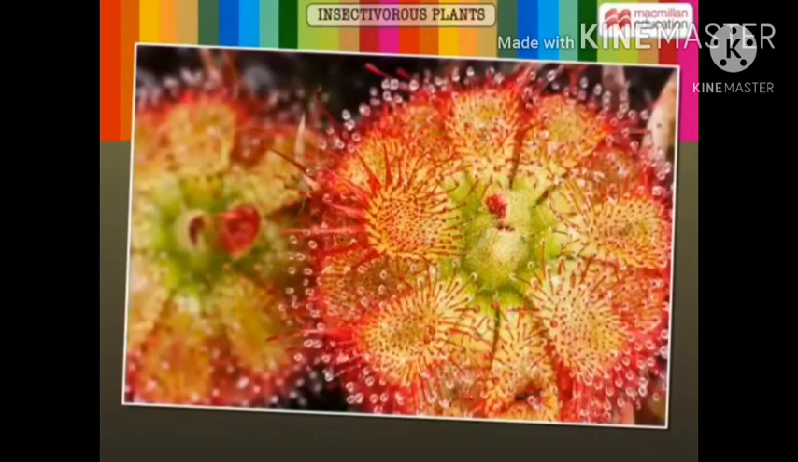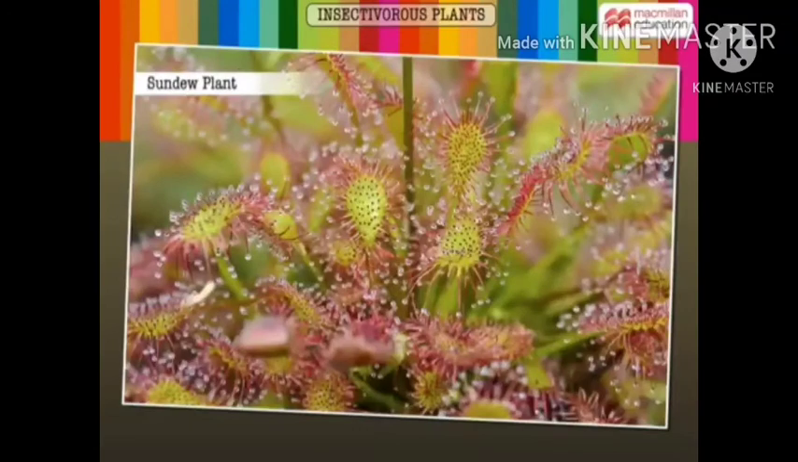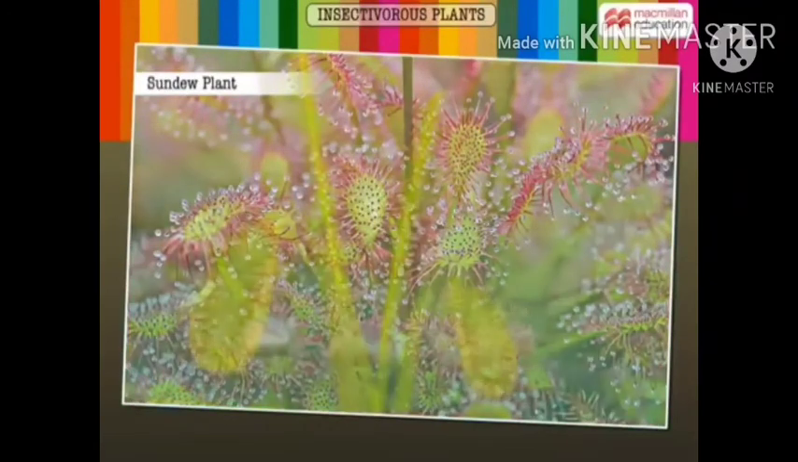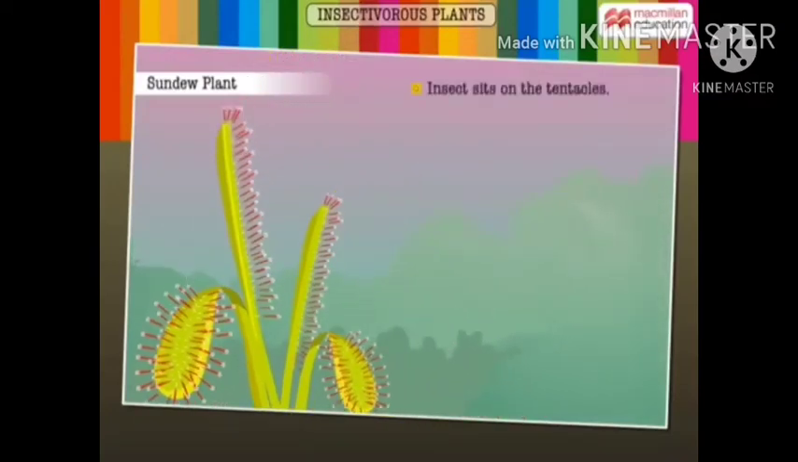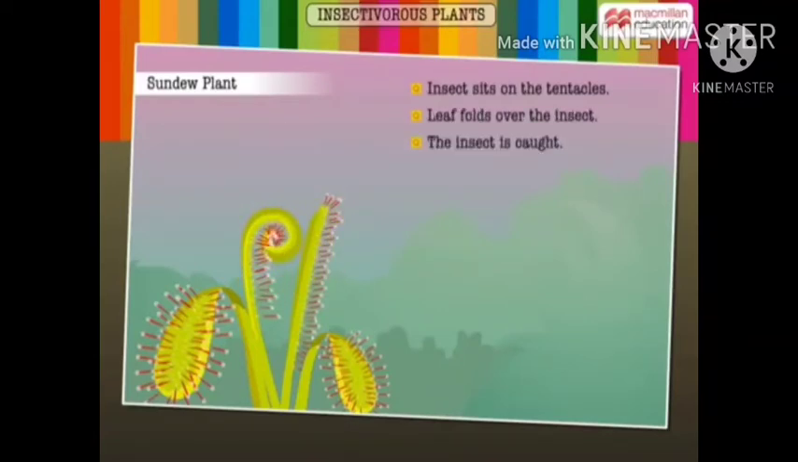Like most of the insectivorous plants, sundew is also a very attractive-looking plant. The upper surfaces of the leaves are covered with tentacle-like stalks. These tentacles contain glands that produce sticky secretions to trap and digest insects. When the insect sits on these tentacles, the leaf folds over it and the insect is caught.